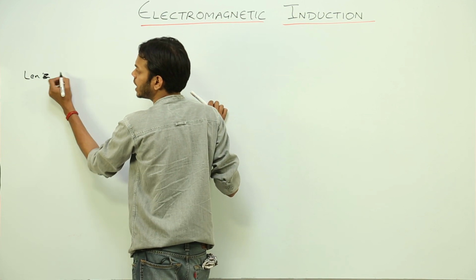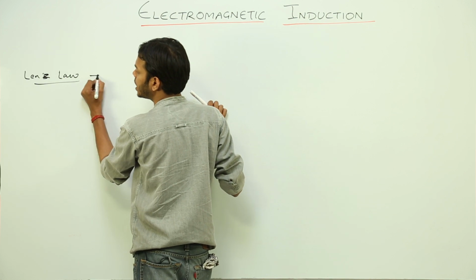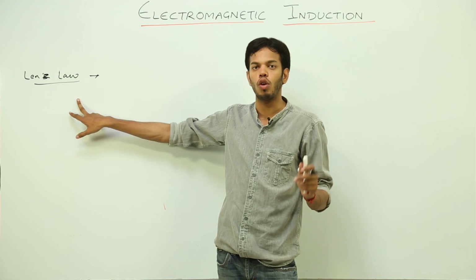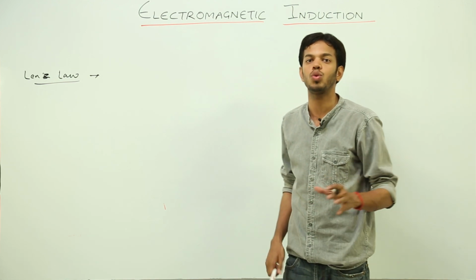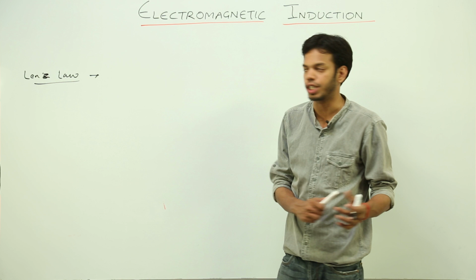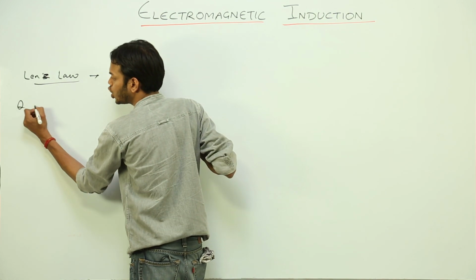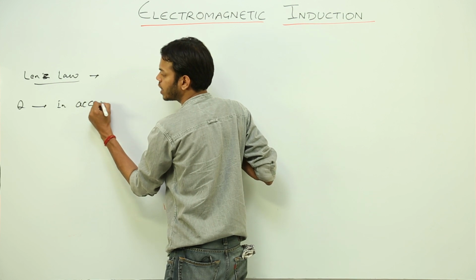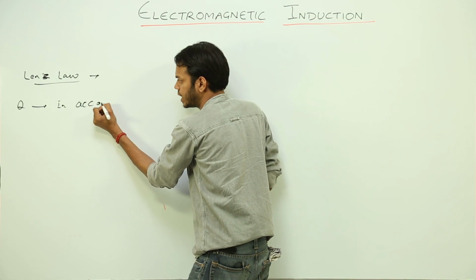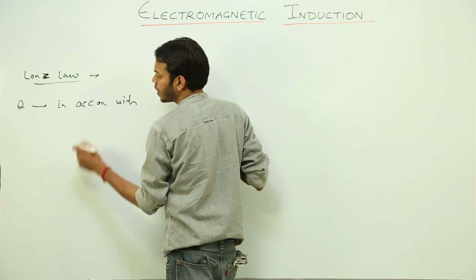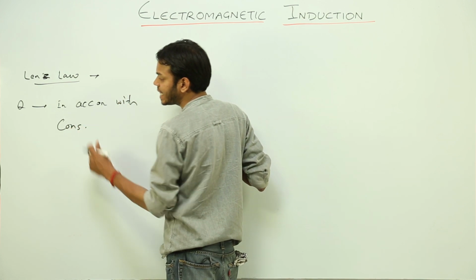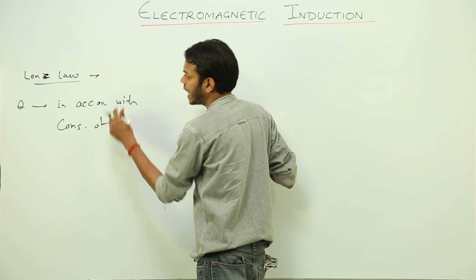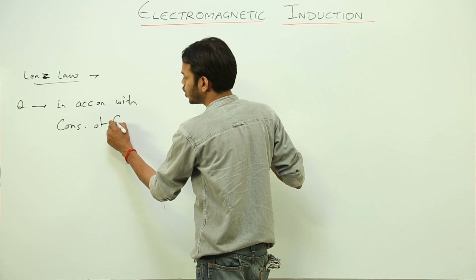This is Lenz's law. First of all, the statement, which I'll repeat for the last time: Lenz's law states that induced EMF always appears in such a direction so as to oppose the cause responsible for its production. The question is, show that Lenz's law is in accordance with the law of conservation of energy. Now, why is this question even important? What has Lenz's law got to do with the law of conservation of energy?